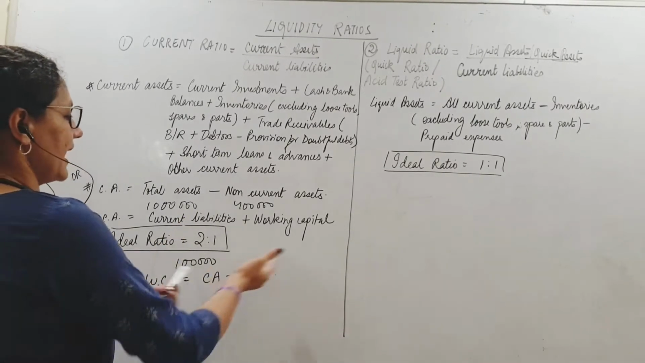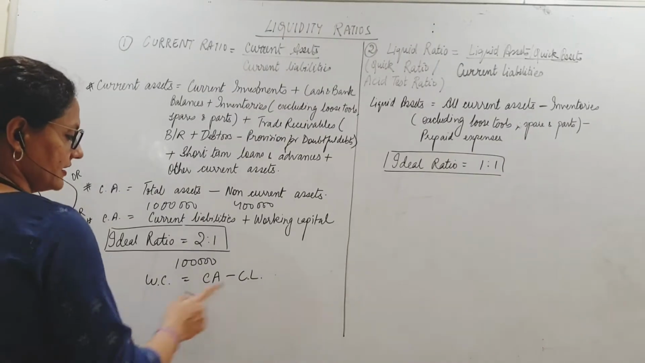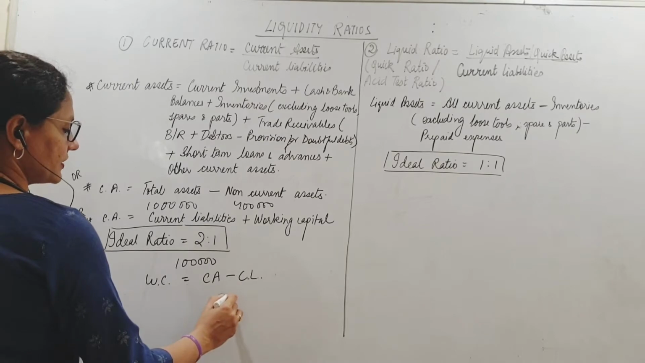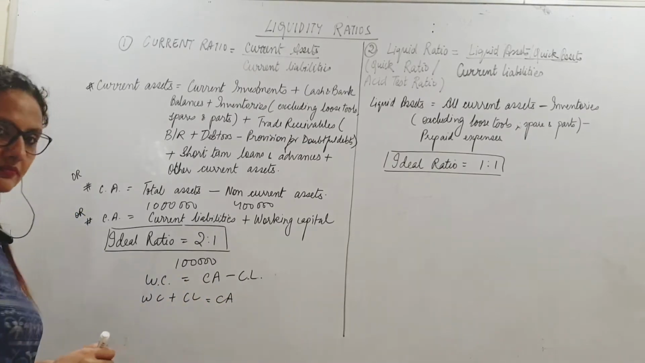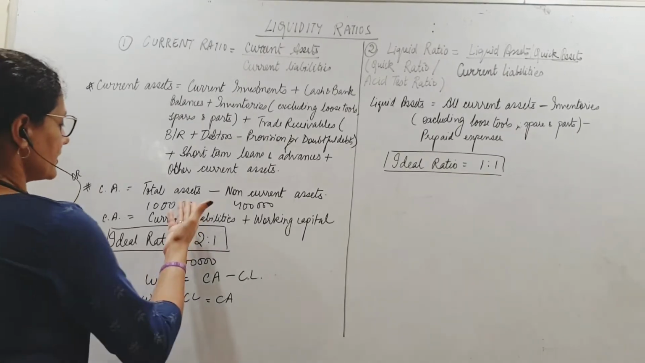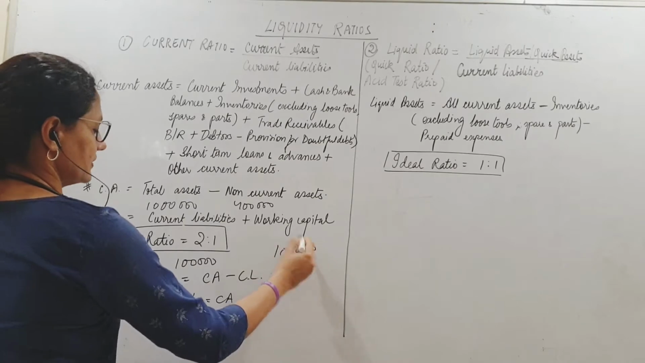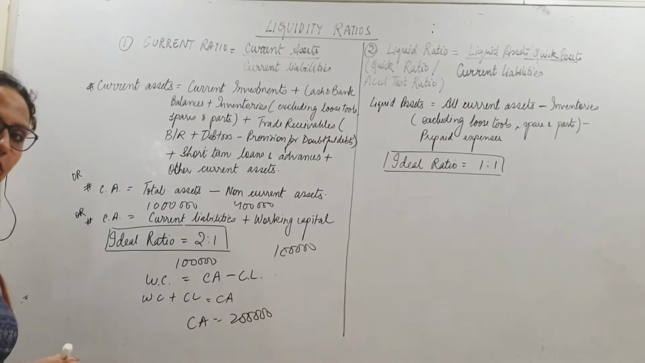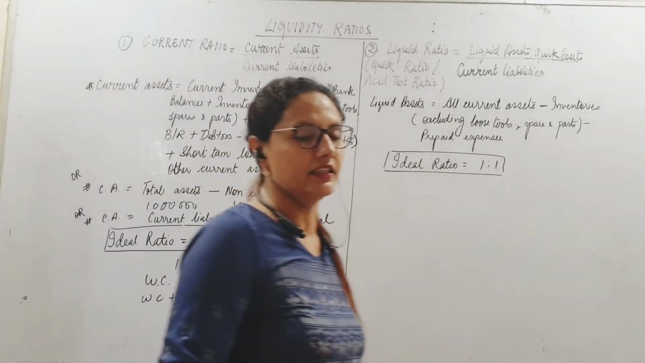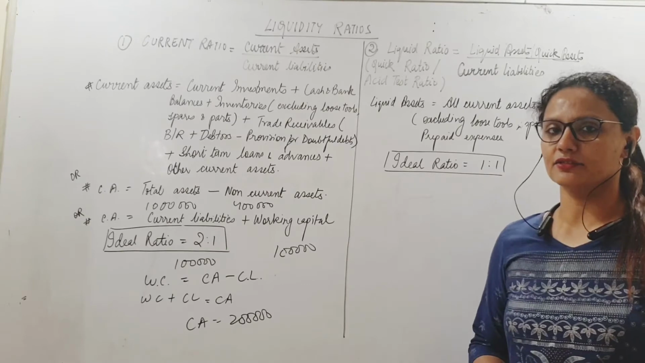So if that is given to you, then how will you find out current assets? You will bring current liability here, so current assets will be current liabilities plus working capital. That's how we are getting this. So if it is given current liabilities is 1 lakh, working capital is another 1 lakh, therefore your current assets are 2 lakhs. That's how you find it. Clear? So all these different ways to find out current assets should be known.